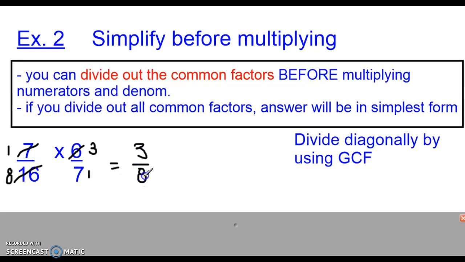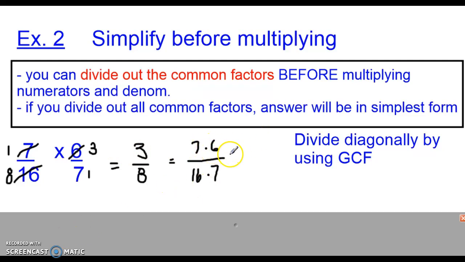Now let's look at why you can do that. If I were to multiply originally, I'd have 7 times 6 over 16 times 7. When I multiply these numbers, I am going to eventually be dividing them out by the same thing. Here, I could take out a 2 from my numerator and a 2 from my denominator. I could take out a 7 from my numerator and a 7 from my denominator. If I just multiplied these straight across, I would get the same answer in the end.